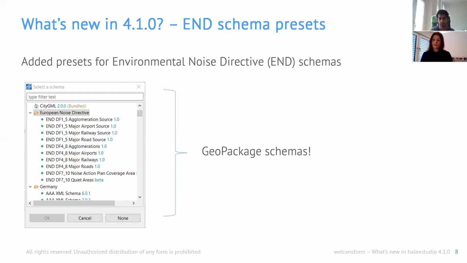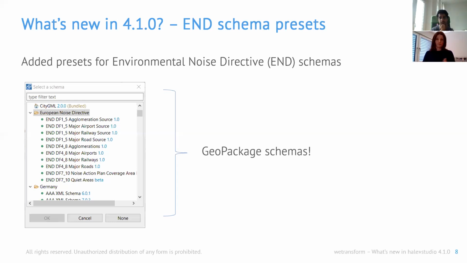We've also added in 4.1 the END schema presets. These are the new schema presets. These are the GeoPackage encodings. So END, for those of you maybe less familiar with noise reporting, stands for the Environmental Noise Directive. This is EU legislation that mandates every 5 years that EU member states report noise data. And these new GeoPackage encodings are the new required format for reporting that noise data.